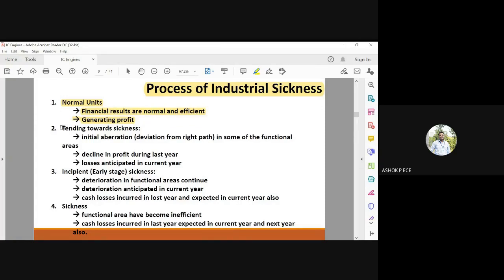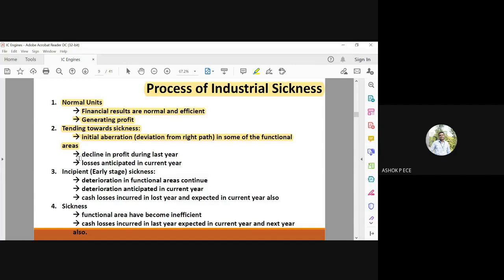Now, how it slowly goes into sickness, we are going to be tending towards sickness. So initial aberration, deviation from the right path in some of the functional areas. In some areas, it is going on the wrong path, might be because of lack of expertise or any other reason. You have been creating profits, but now you are deviating slowly from the right path in some of the functional areas, maybe technical, maybe testing, any other thing.